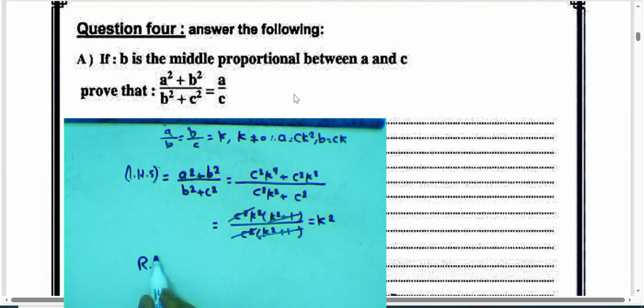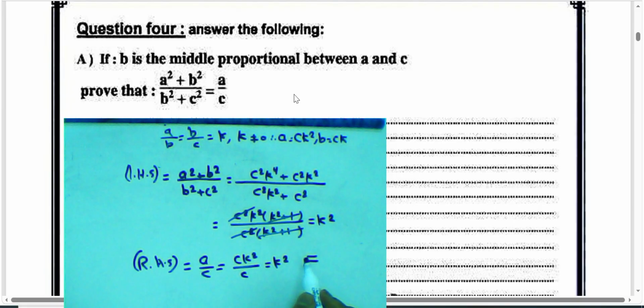And the right hand side equals A over C. The value of A equals CK power 2 over C. The result will be K power 2. Then they are equivalent. Left hand side equals right hand side. Next question.